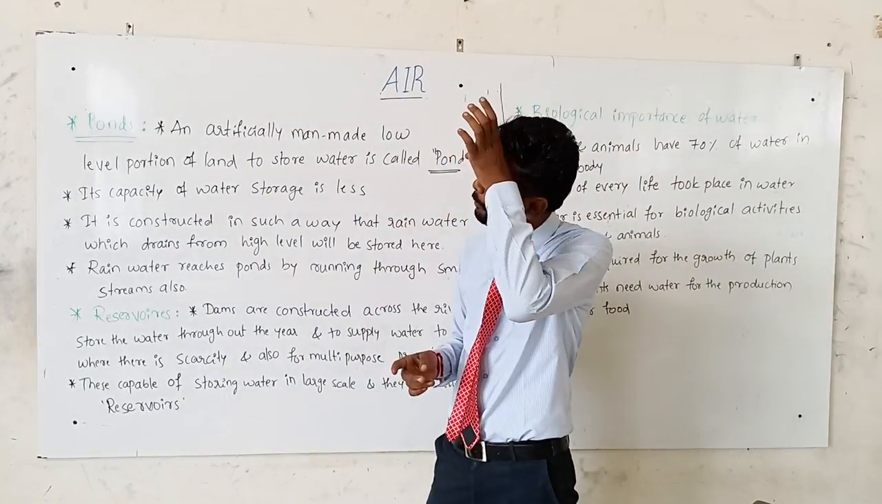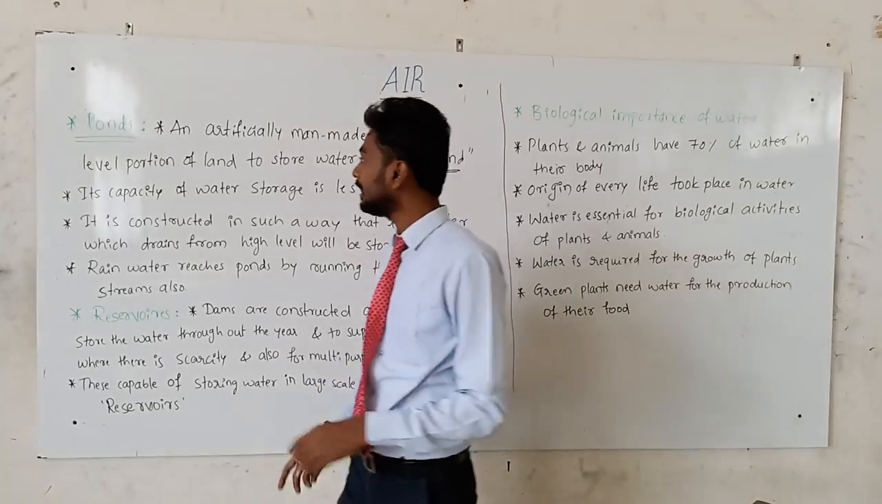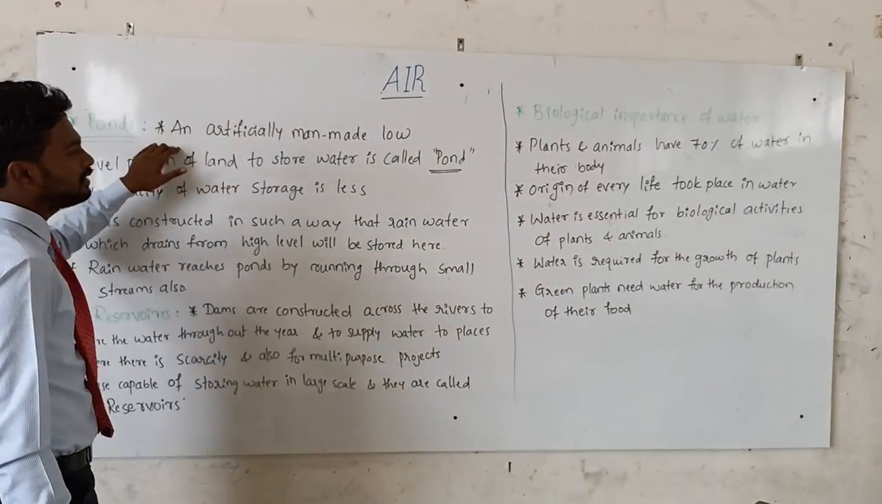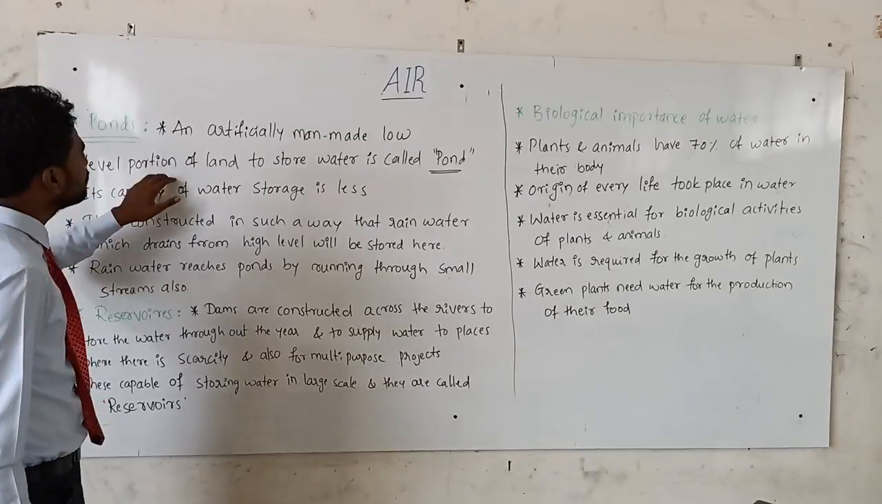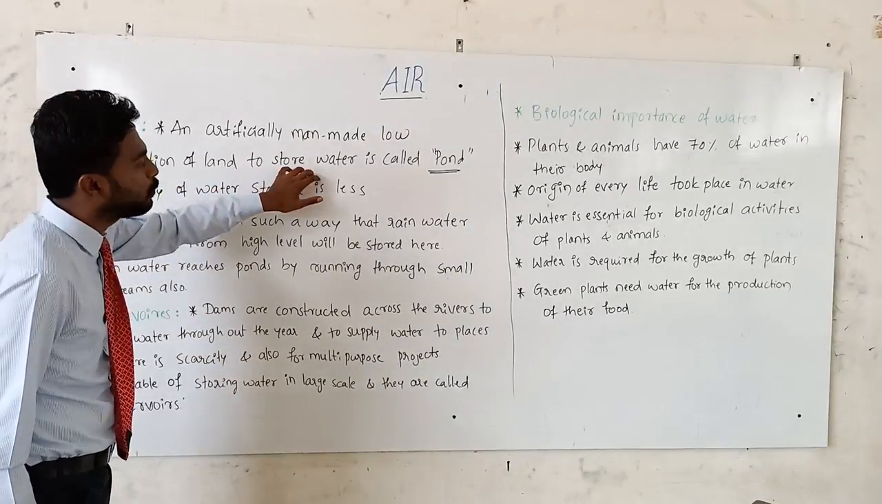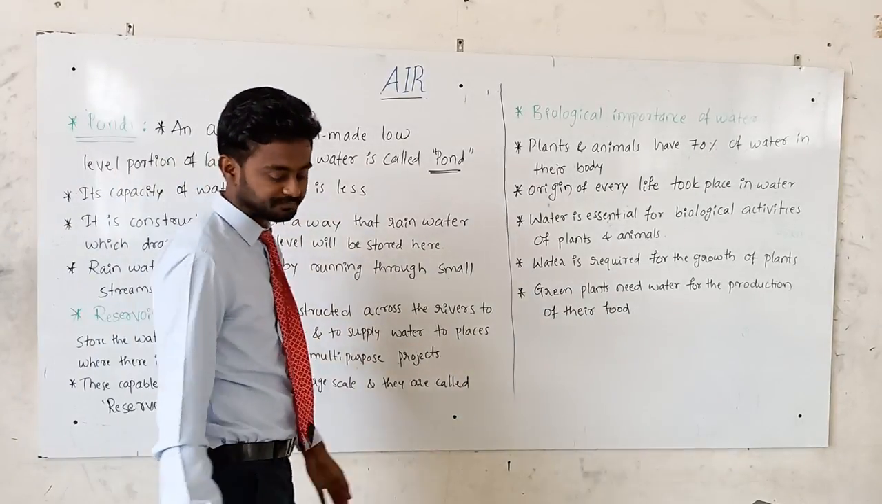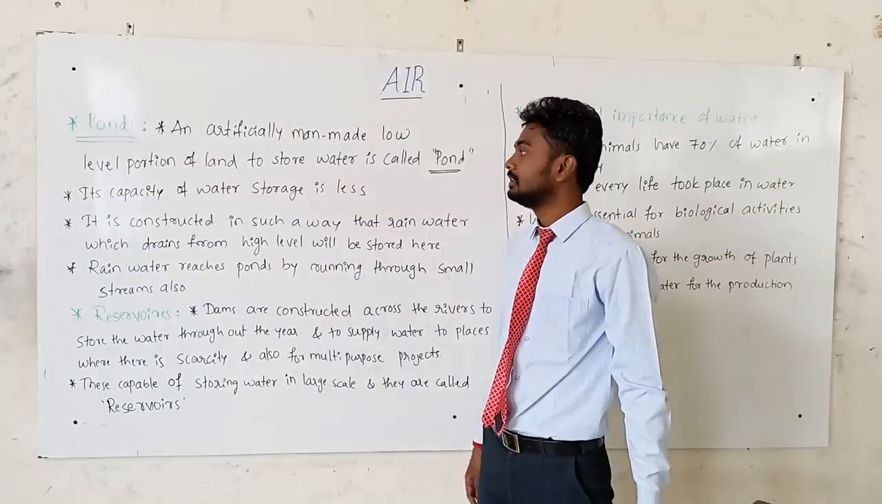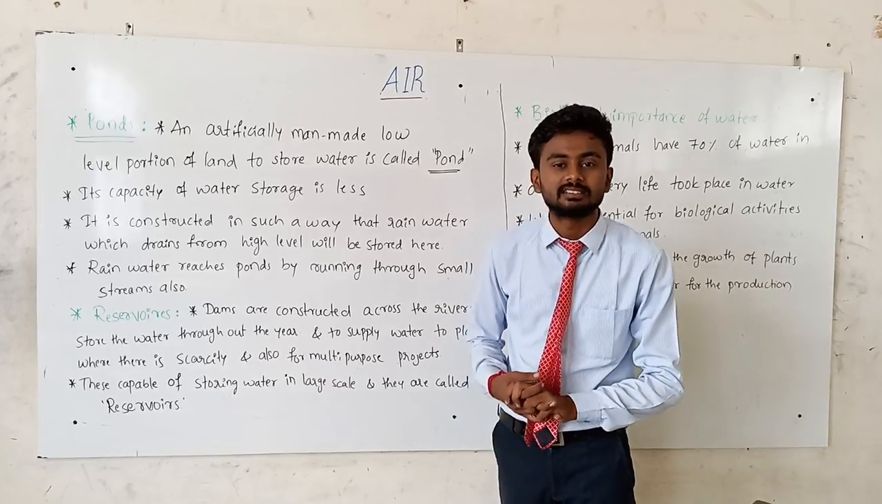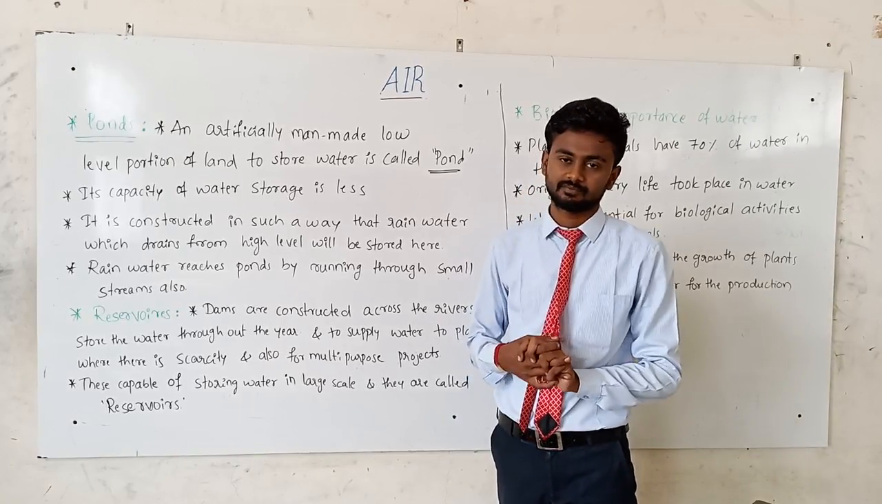See students, next one is the pond. What is a pond? An artificial man-made low-level portion of land to store water is called a pond. Dear students, in the last class we discussed the rivers.